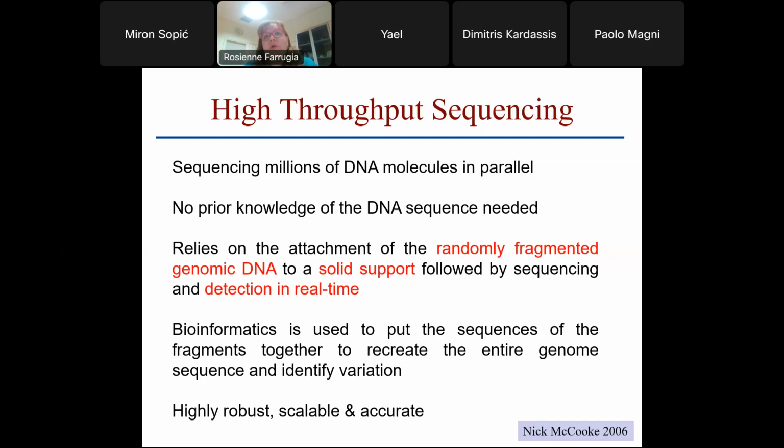The first step of high throughput sequencing involves fragmenting the DNA molecule into many, many small fragments. So think of it as a big jigsaw puzzle, which has now been broken down into pieces. Those pieces are sequenced, and then you have to put it together again. And this is why we need bioinformatics to be able to put the fragments together again, to recreate the entire genome and to identify any variation between the genome that you're sequencing and the reference genome.